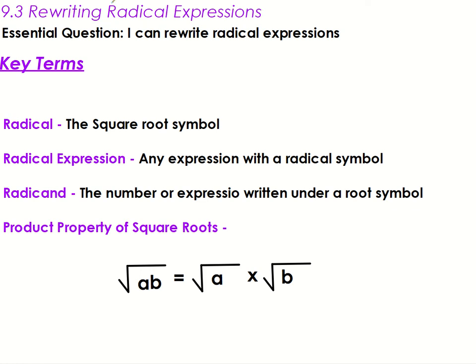Okay, we're going to be rewriting radical expressions. So let's just get right into a lot of vocabulary, but it all means very similar things. The biggest one is the product property of square roots. So I'll even draw a picture of all these vocabulary terms for you.